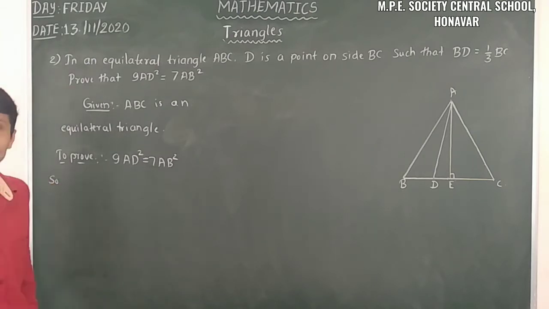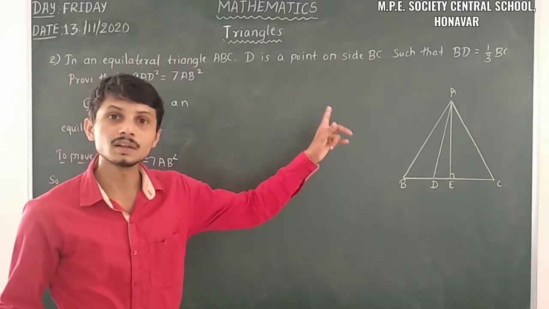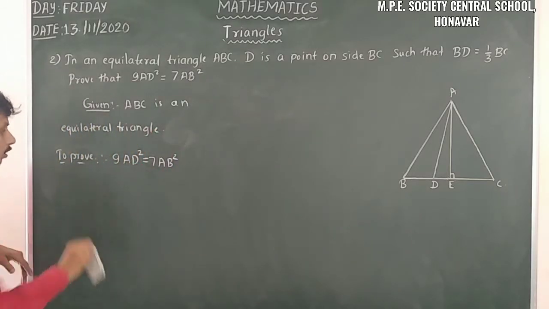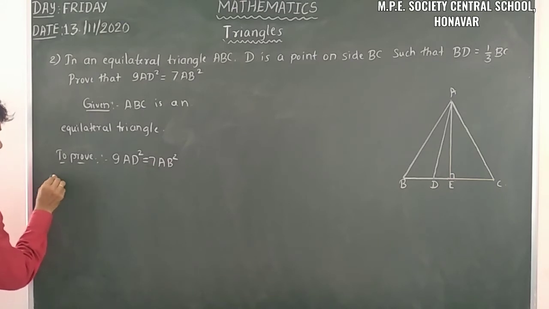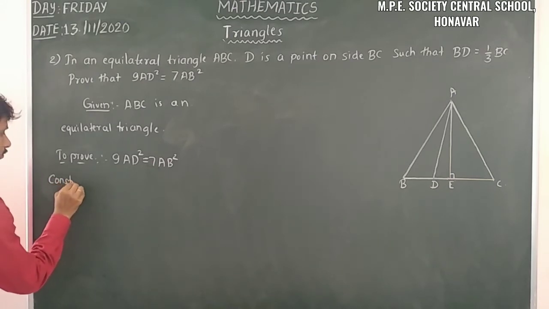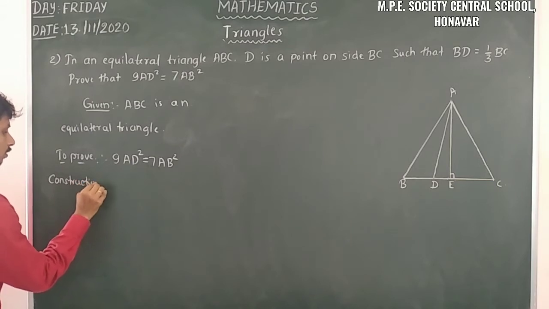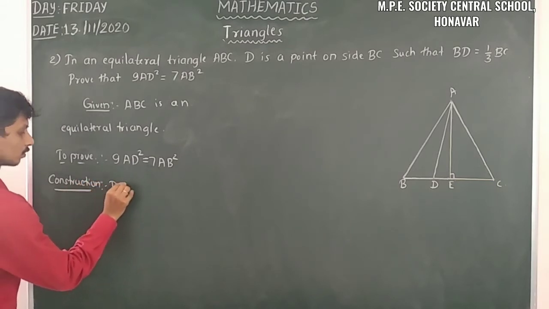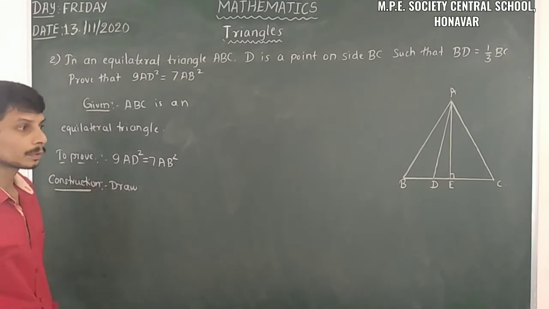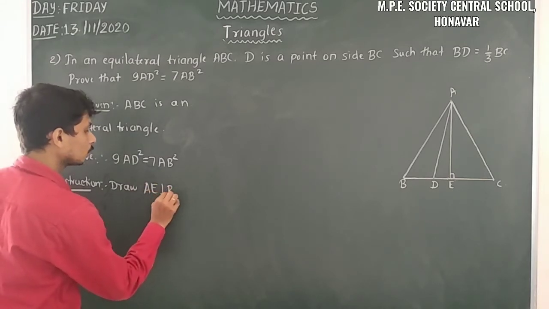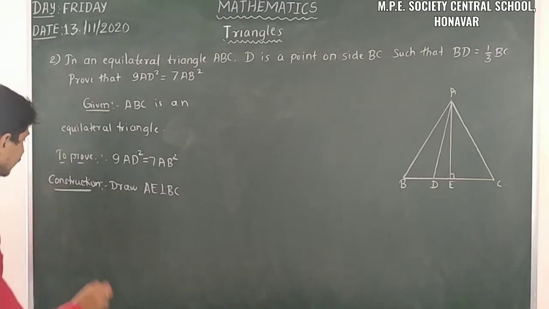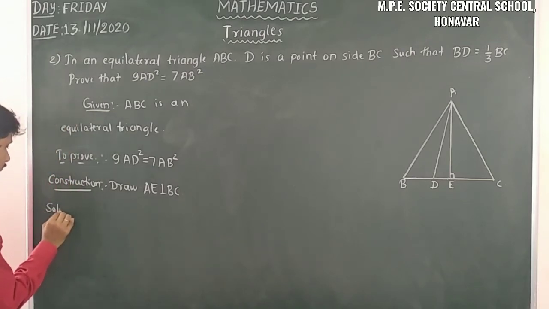So here we have to write the construction because we constructed the altitude here. So firstly we have to take the construction. Draw AE perpendicular to BC. We draw it. Yes. Then solution.